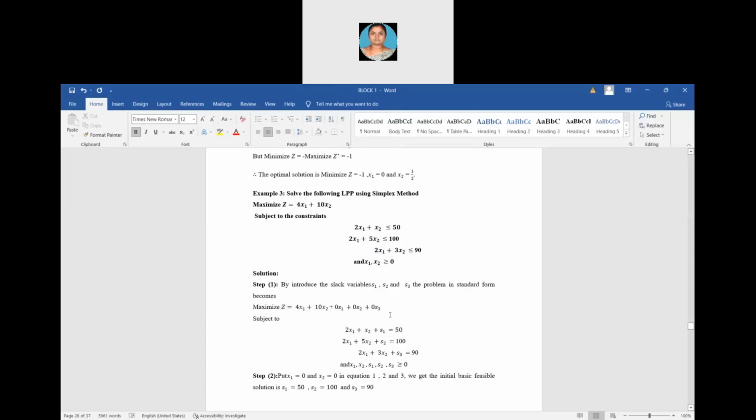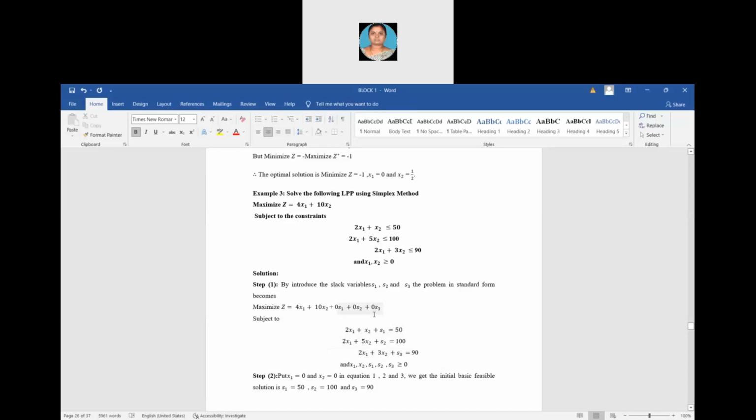And in the equation for all the less than or equal to constraints, you have to introduce a slack variable. Less than means you have to add, so plus S1, plus S2, plus S3. All these S1, S2, S3 must be introduced in the objective function by giving the coefficients as 0. So 0 S1 plus 0 S2 plus 0 S3.